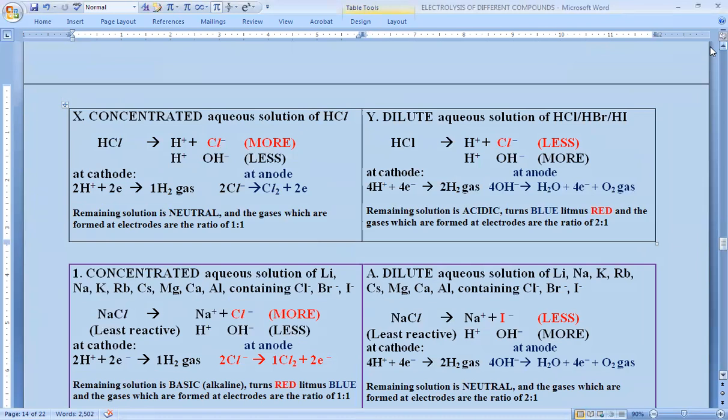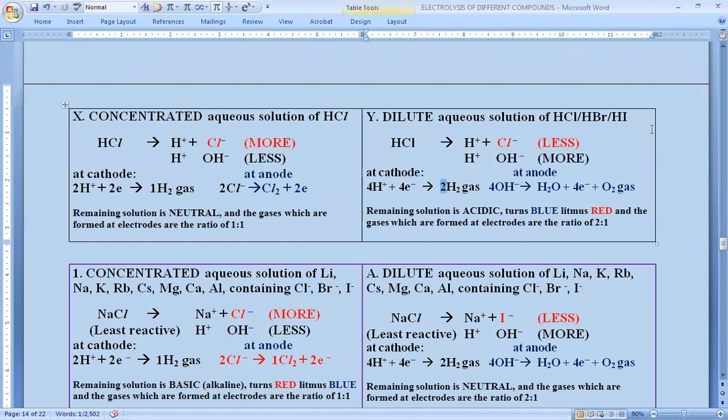Now we have to discuss another case, the aqueous dilute solution of HCl, HBr, or HI. Before the electric current is passed, HCl is dissolved in water, a small amount of solute HCl in a larger amount of water solvent. So in this case, chloride ions become fewer and hydroxide ions are more. At the cathode, when electric current is passed, the positive hydrogen ions travel towards the cathode and accept 4 electrons. As a result, 2 moles of hydrogen gas are produced at the cathode, the negative plate.